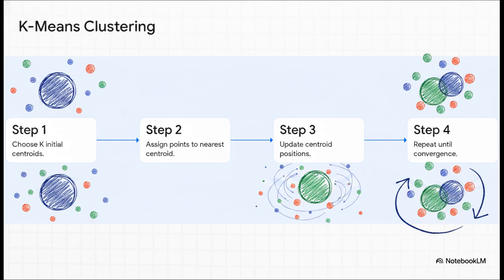First, it drops k number of initial centroids onto the map. Second, every single data point snaps to its nearest centroid. Third, the algorithm calculates the mean of those points and updates the centroid to that new center. And fourth, it just repeats that whole dance until everything stabilizes and the points stop changing teams.